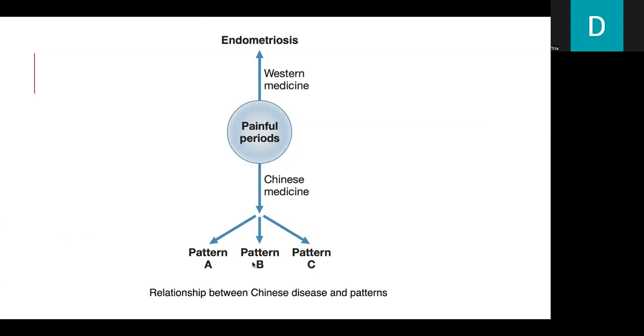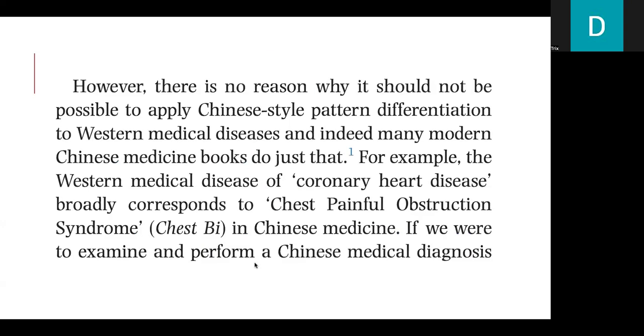Here we can see the relationship between Chinese disease and patterns. However, there is no reason why it should not be possible to apply Chinese style pattern differentiation to Western medical diseases, and indeed many modern Chinese medicine books do just that. For example, the Western medical disease of coronary heart disease broadly corresponds to chest painful obstruction syndrome, or chest Bi, in Chinese medicine.